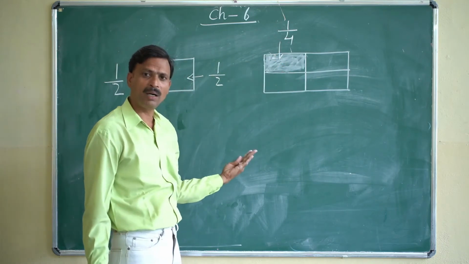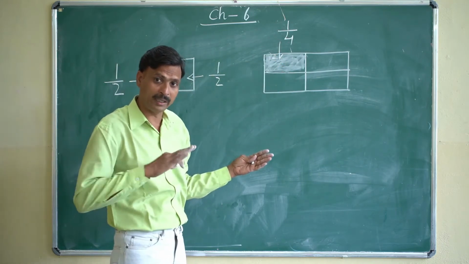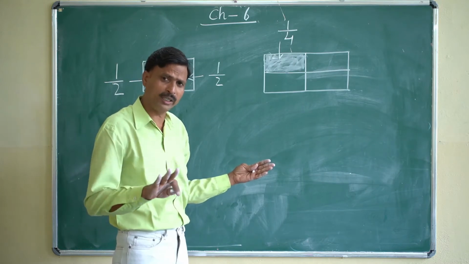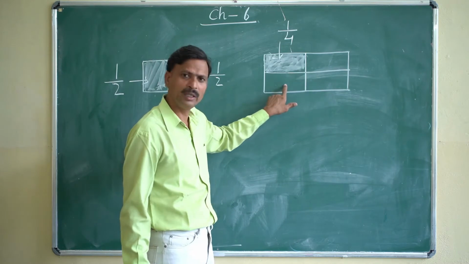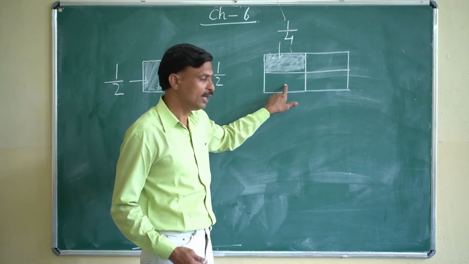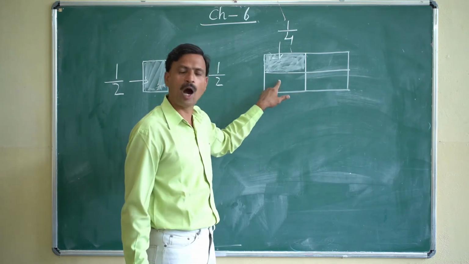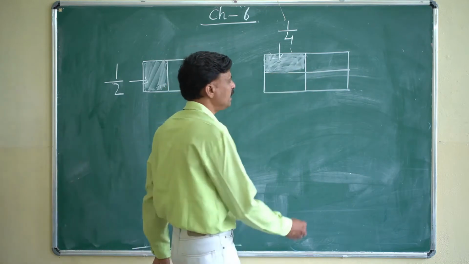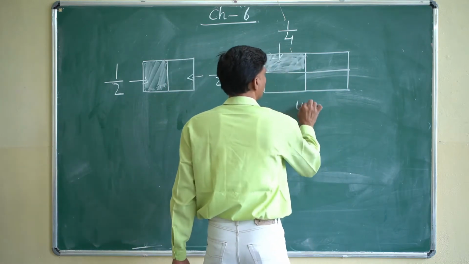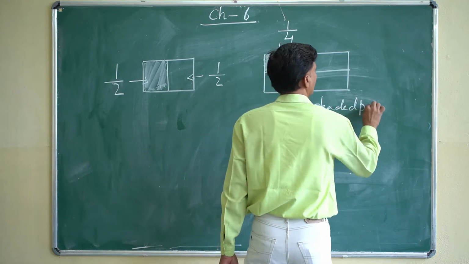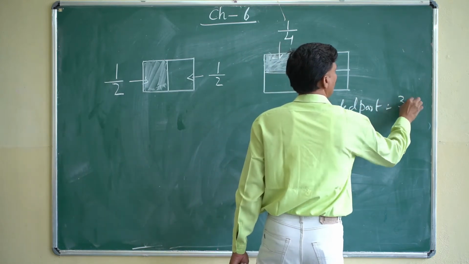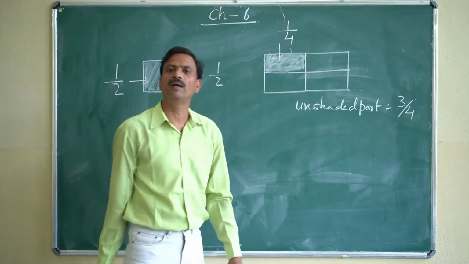But unshaded part, listen carefully. Unshaded, not shaded part. Okay? So the unshaded part, how many are there? 1, 2, 3. That is the unshaded part. Okay? So 3 are unshaded out of 4. So you will write the unshaded part as three out of 4. So it is 3 by 4.